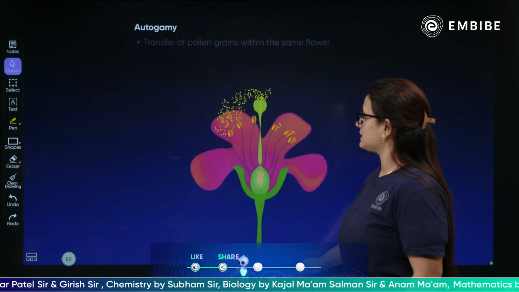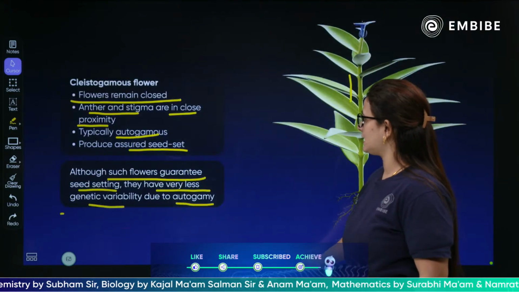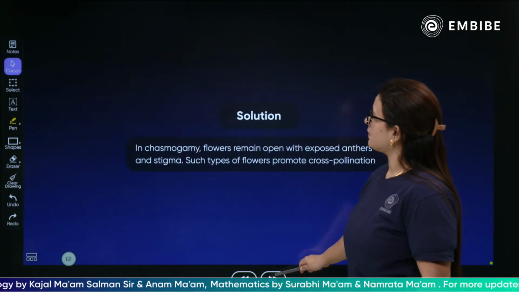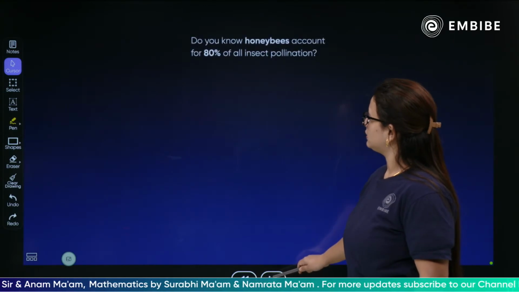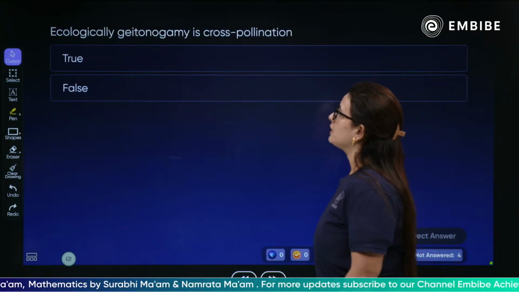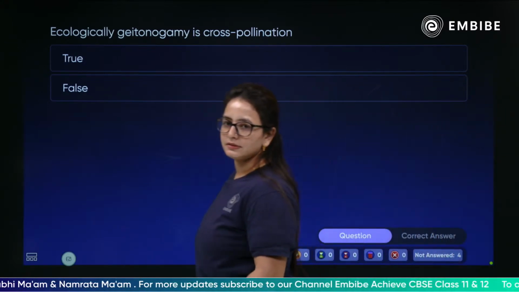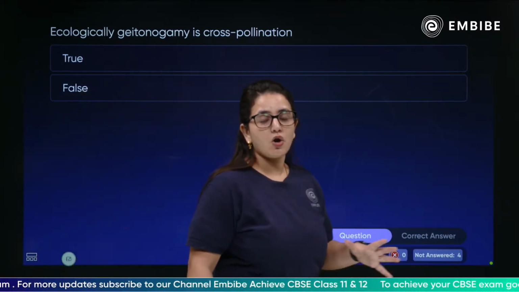Moving forward, let's see what we have next. We have discussed all these things in detail. Questions we have already solved. Next question. Ecologically, geitonogamy is cross-pollination. What do you think? Do you think ecologically also geitonogamy is a cross-pollination?